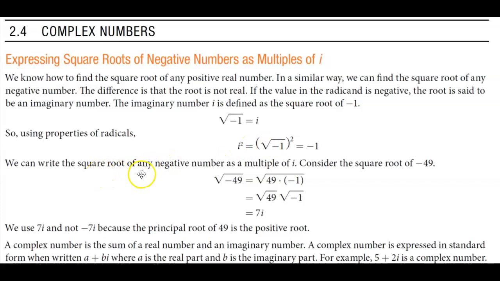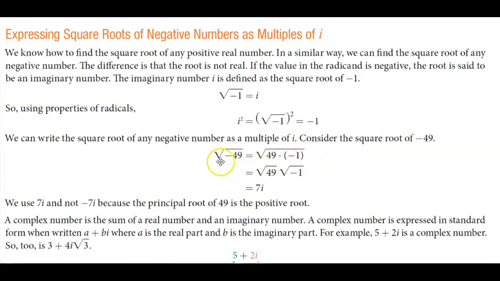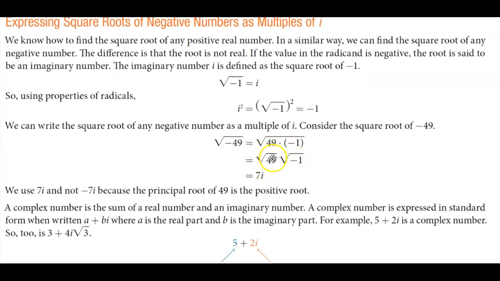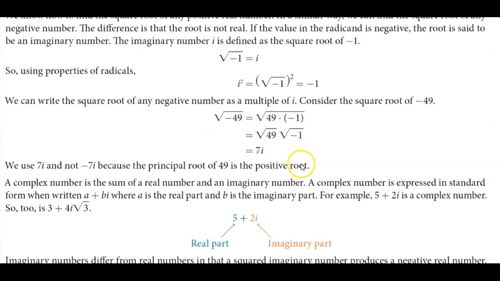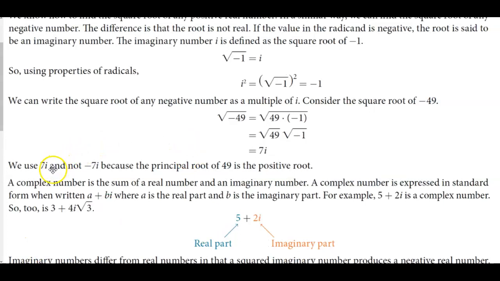Now we can write the square root of any negative number as a multiple of i. Consider the square root of negative 49. We can factor out the square root of negative 1. So we can write this as the square root of 49 times negative 1, and then rewrite this as the square root of 49 times the square root of negative 1. What do you have to square to get 49? It's 7. The square root of negative 1 is i. We use 7i and not negative 7i because the principal root of 49 is the positive root.